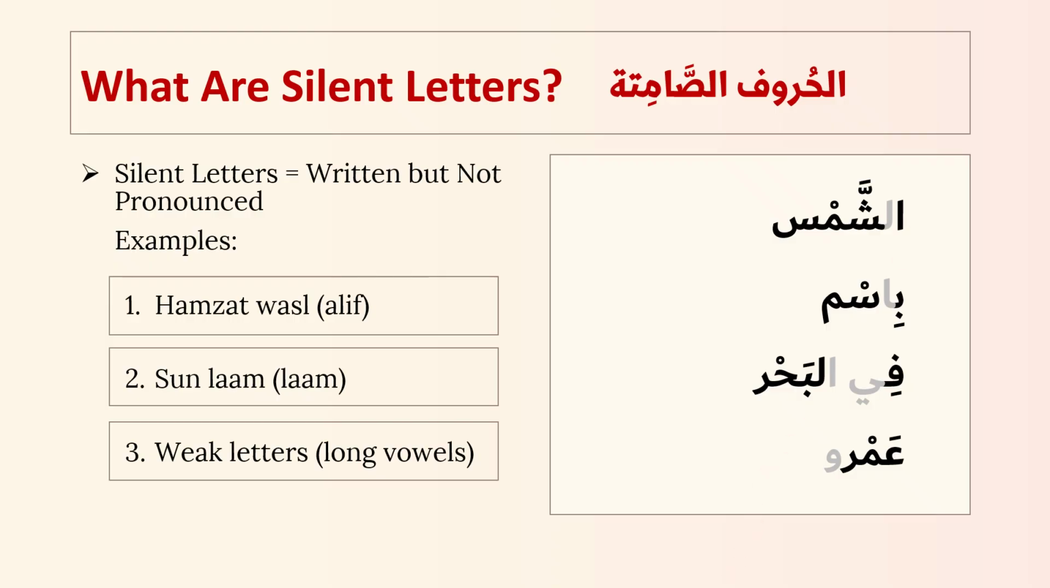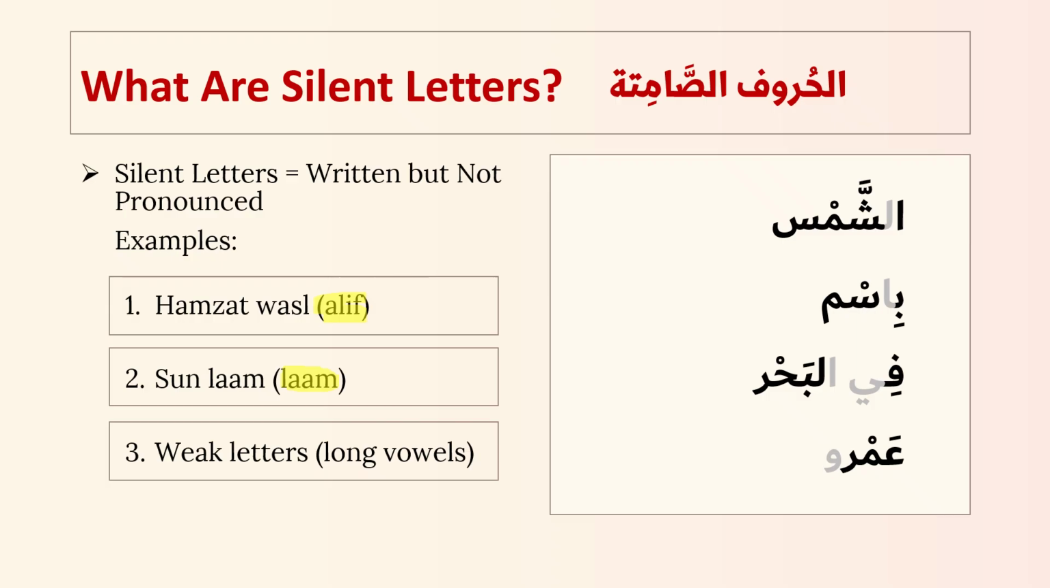There are three main types of silent letters in Arabic. Recognizing them is very important for proper reading and fluency. Of course, there are also some other exceptions, but the main ones are these three. So it's mainly Hamzat Wasl, which is an alif in certain cases. And then there's the Sun Laam. This is actually the lam in certain cases in the definite article. When it appears and is followed by sun letters, it becomes silent.